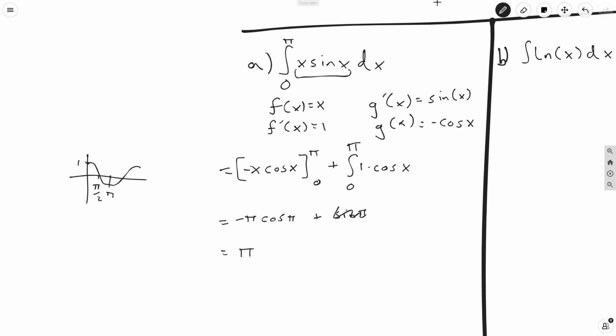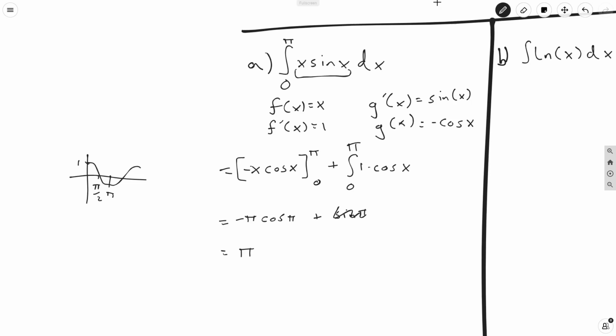So the answer is indeed pi. Okay, so that's the first one. Now I'd also recommend as an exercise to you guys, see what happens if you try and let f of x be equal to sine x and g prime of x to be equal to x. You're going to see that this actually isn't going to work out very well for you, and you'll end up with a problem more difficult to solve.